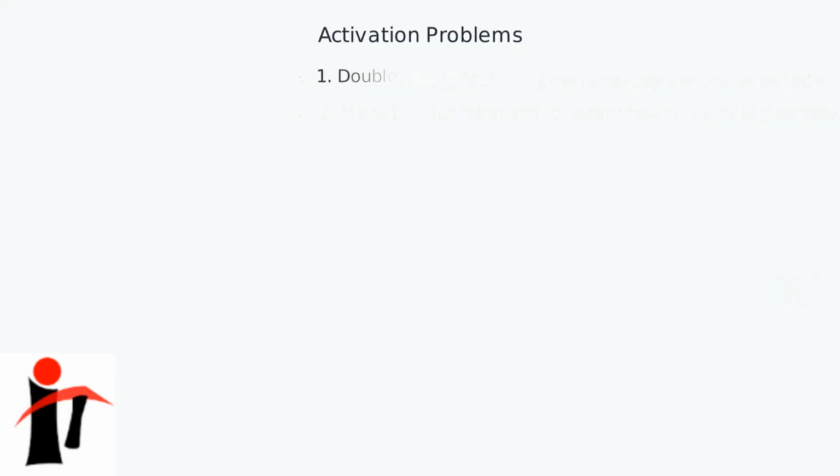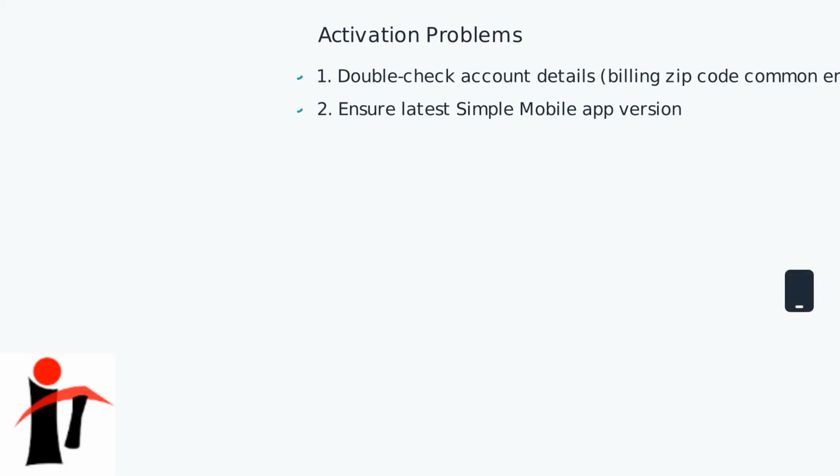For activation problems, double-check your account details, especially the billing zip code, which is a common error. Ensure you're using the latest version of the Simple Mobile app. If issues persist, use the app's self-service portal to remotely reset the hotspot.